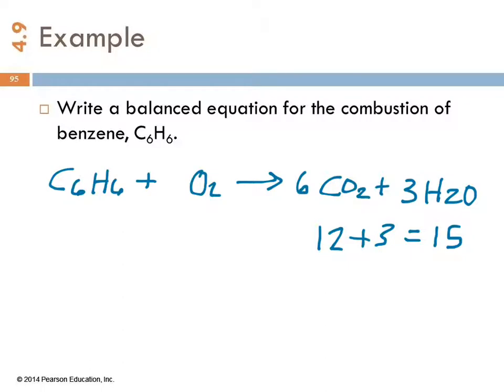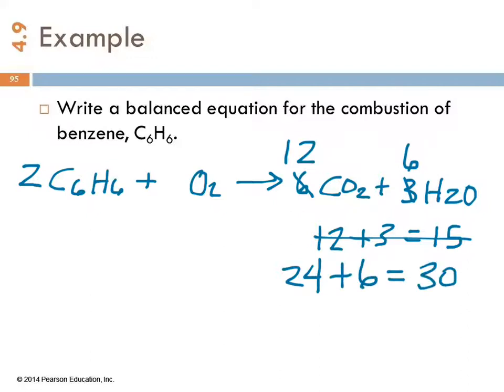So let's just double this. We see we've got an odd-even problem. So we were working on this guy, so we're going to leave him alone, but we're going to double everything else. So I'm going to put a 2 here. I'm going to change this to 12. I'm going to change that to 6. Now I've got 24 oxygens. Yes, it seems like a lot, but it's okay. And I have 6 oxygens, and that adds up to 30, which is divisible by 2, and so I can put a 15 over here, and there I'm good to go.